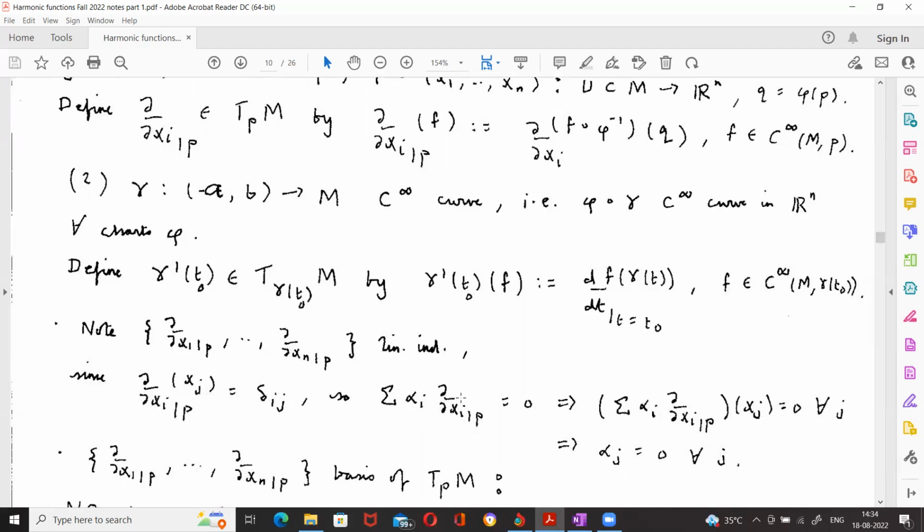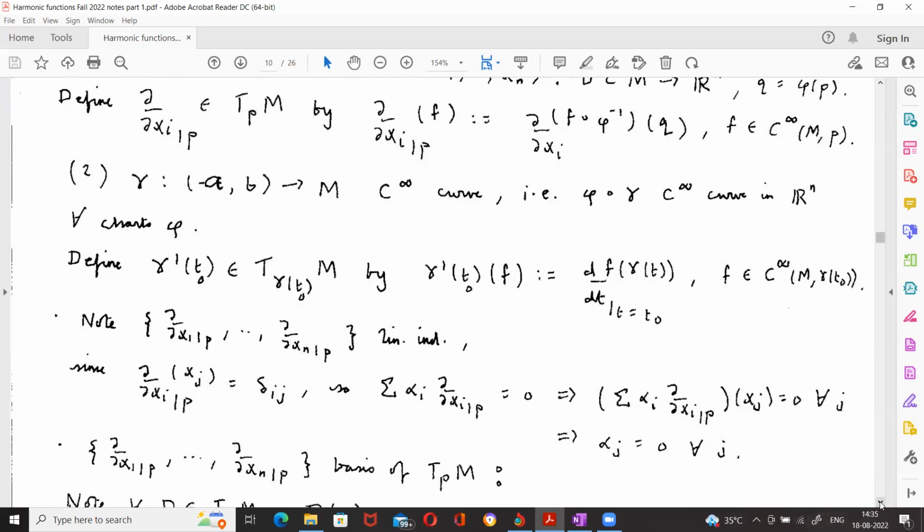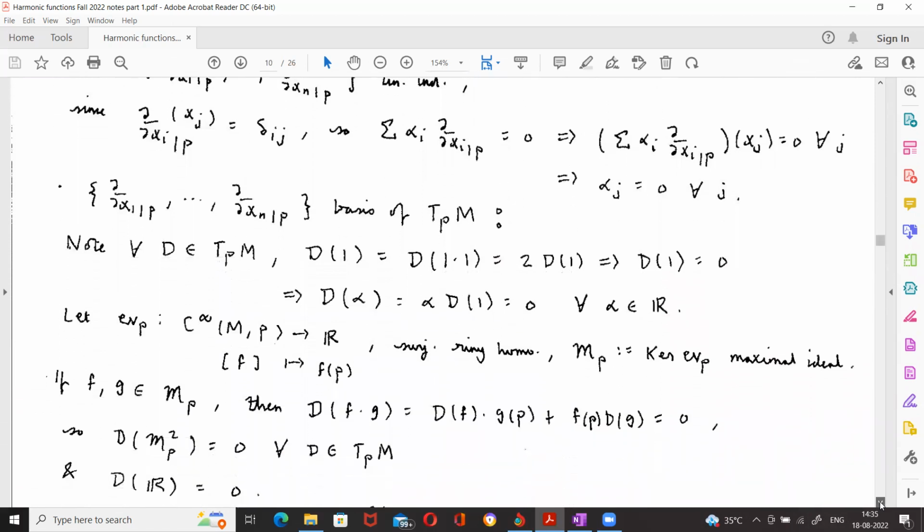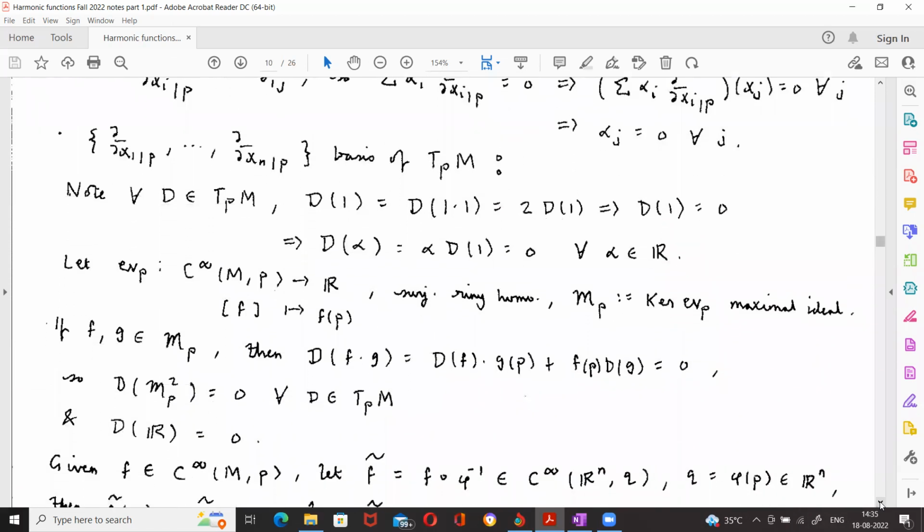Now we have to show that they span. Here is where the Leibniz rule is really going to be important.